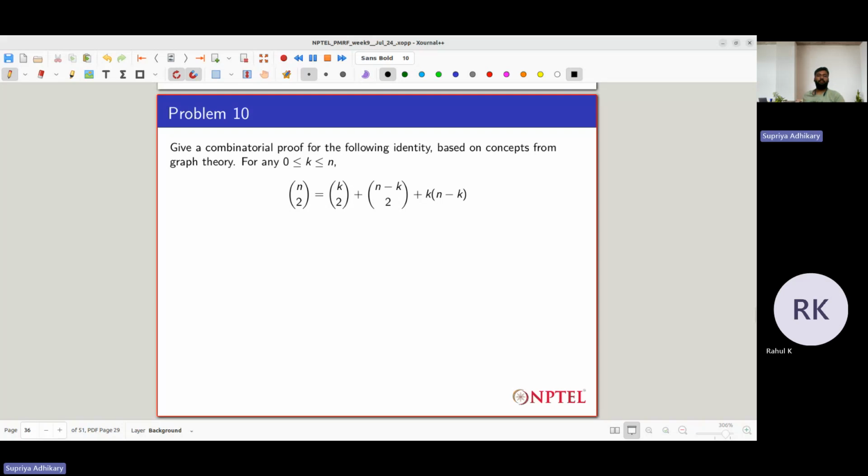So now let's move on to problem 10. In problem 10, we have to give a combinatorial proof for this identity. Now, what is n choose 2? If we consider Kn, a complete graph with n vertices, then the number of edges in that Kn is n choose 2. We know that. So we have to prove that n choose 2 is nothing but this.